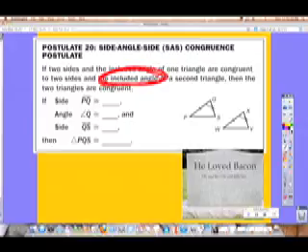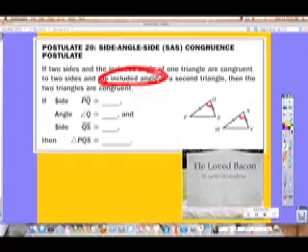Included. Guys, SAS, that means the angle has to be sandwiched between the sides. So look at the example picture. Do you agree that this angle is sandwiched between them? Literally, it has to be between those two sides. If the angle was right here, it would not be SAS. If the angle was right here, that would not be SAS. Has to be the included angle. Literally has to be made up of those two congruent sides.